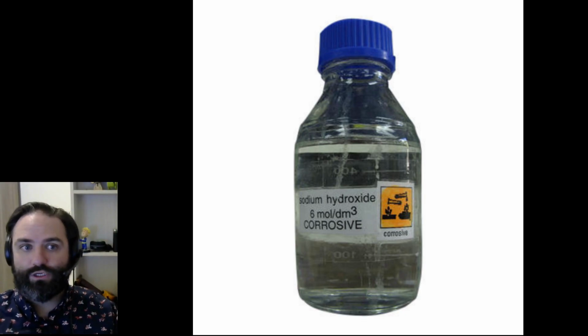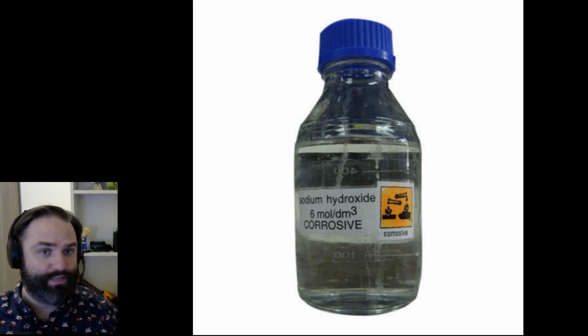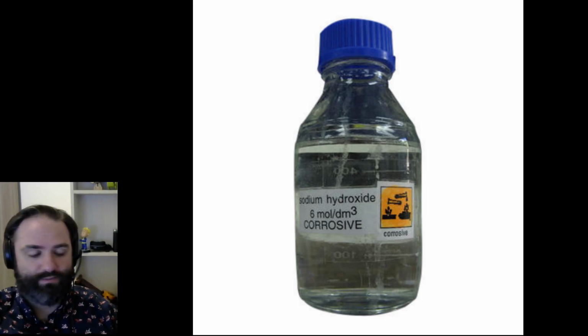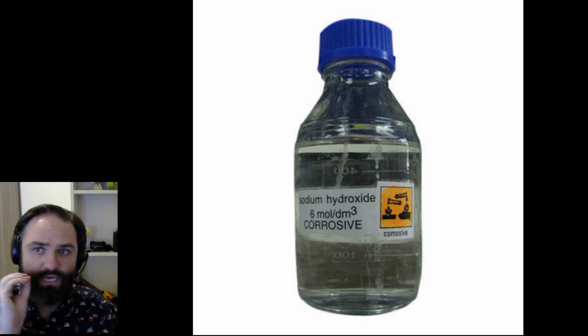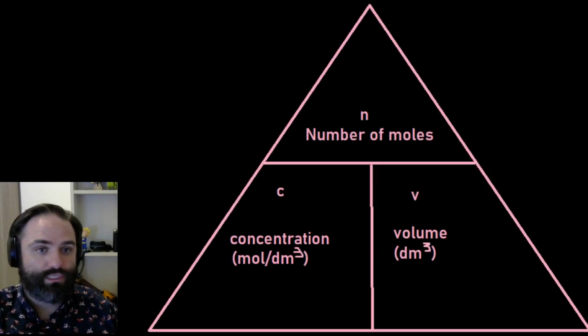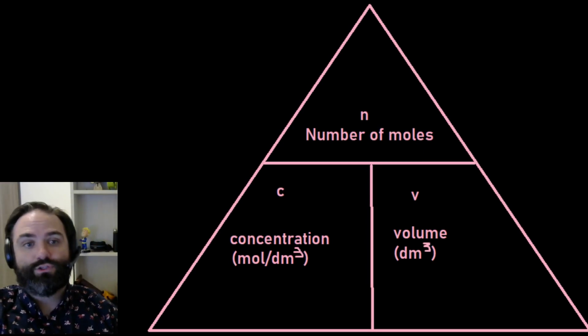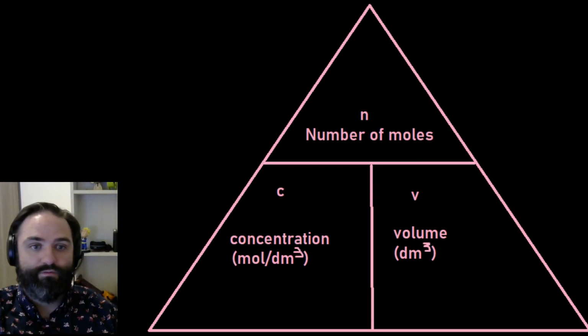So you might have to use the first triangle and then the second triangle. First equation, then the second equation. Depends on what information you're given, and I think that's what students sometimes find difficult. But the triangle for concentration looks like this. N at the top stands for number of moles, C stands for concentration, V stands for volume.